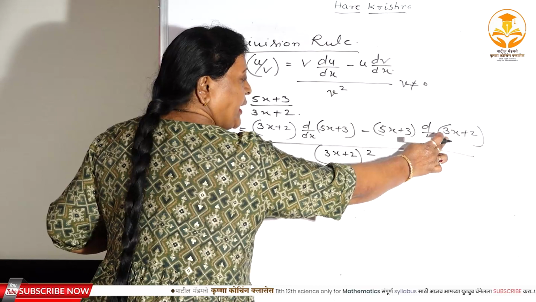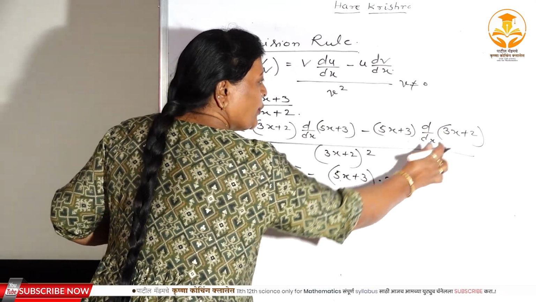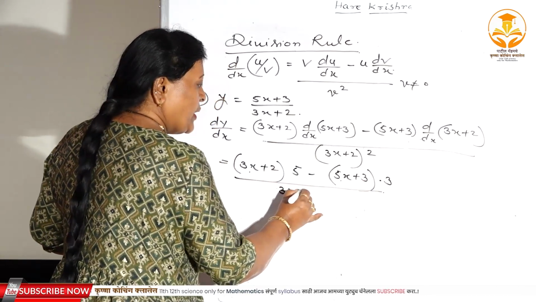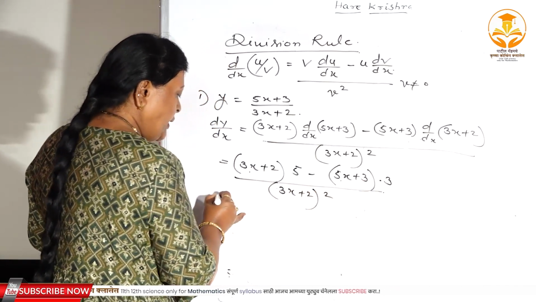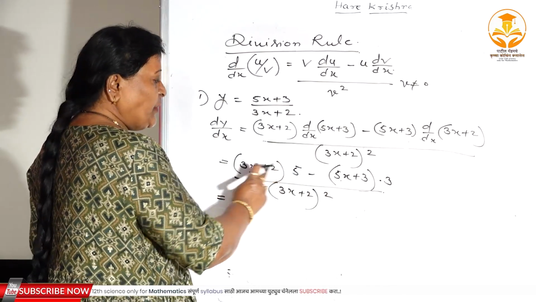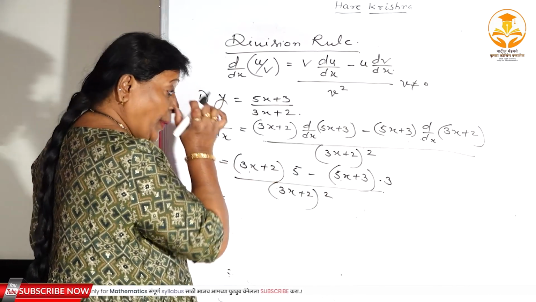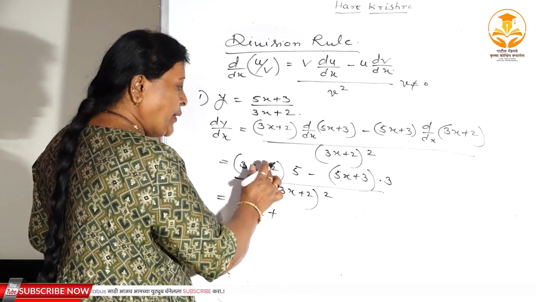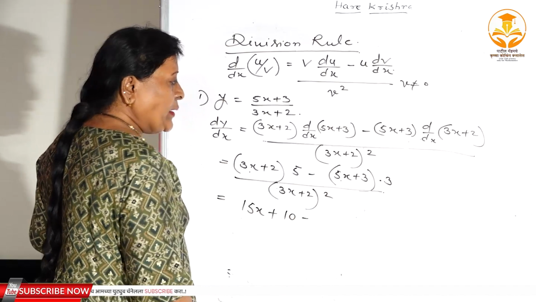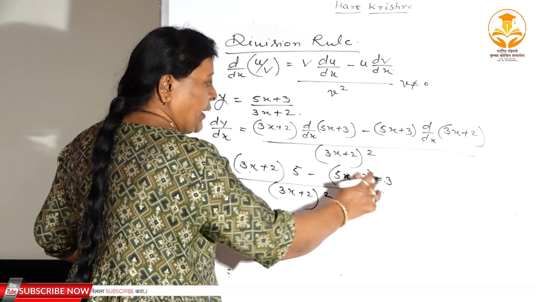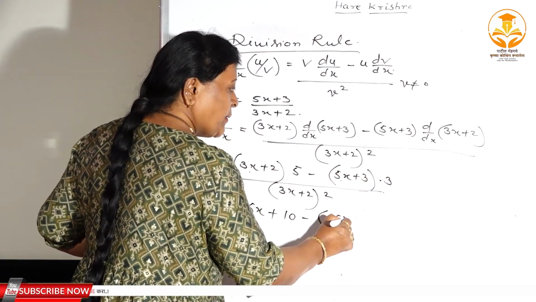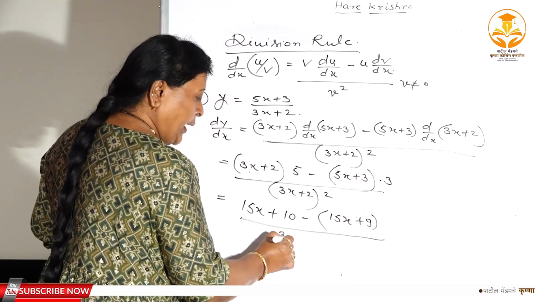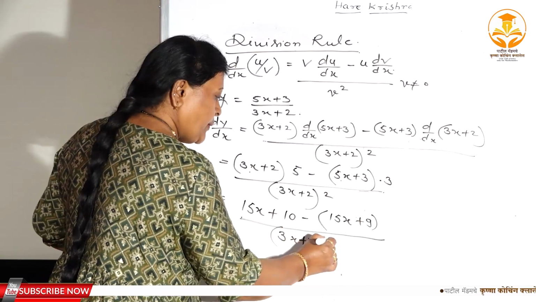What is the derivative of 3x? 3x के डेरिवेटिव क्या है? 3. 2 की 0, 3 की 0, divided by (3x plus 2) whole square, right? Now you have to multiply 5 with this bracket and open the bracket, isn't it? 5 into 3, 15x. 5 twos are 10. Give the minus sign, remain as it is. Multiply with 3. 3 into 5x, 15x. 3 into 3, 9. Divided by (3x plus 2) whole square, right?